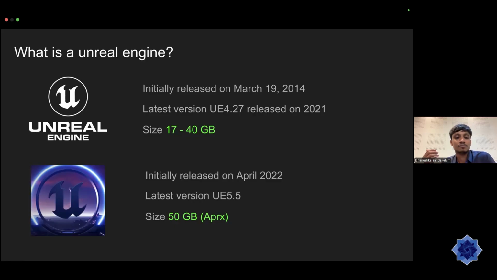our tech stack is much bigger, much more massive. So Unreal Engine 4 is around 20 to 40 GB. Unreal Engine 5 is approximately 50 GB, and it may go further as well. So this could be another reason that computer game development is not popular in Sri Lanka. Why? Because you should have powerful hardware to run these applications.